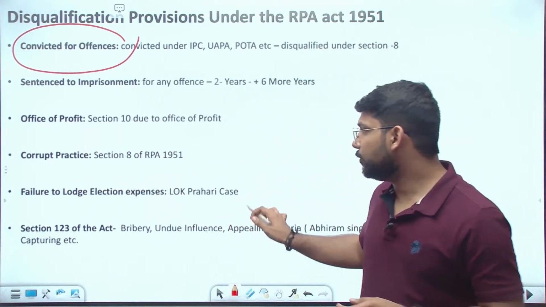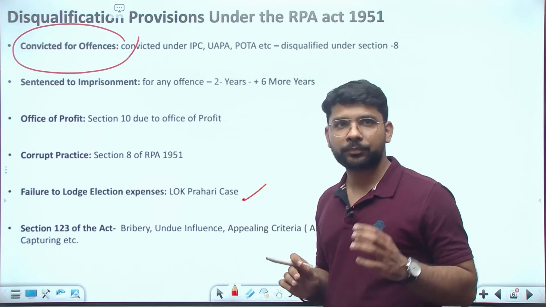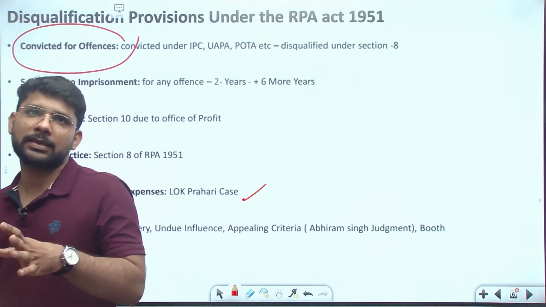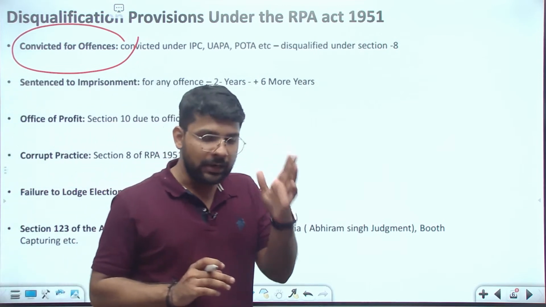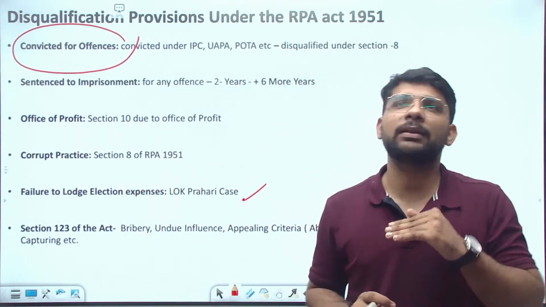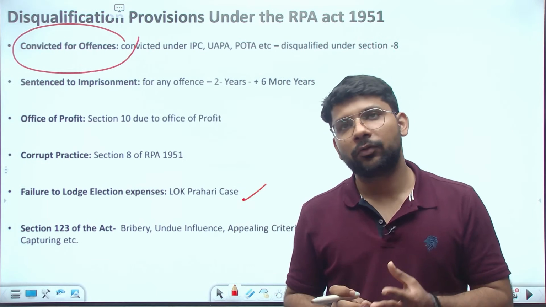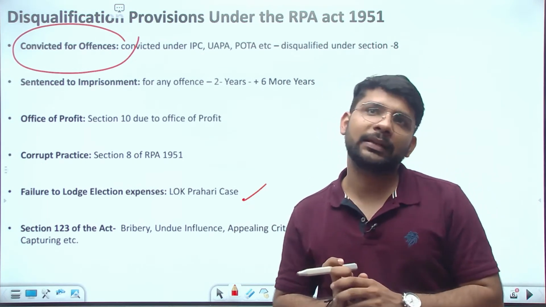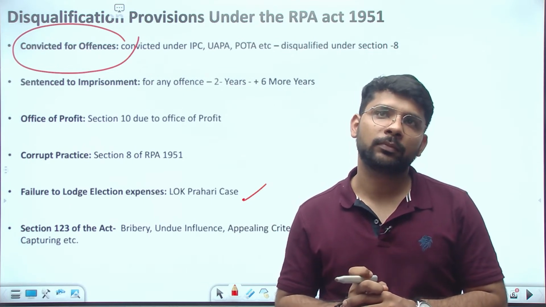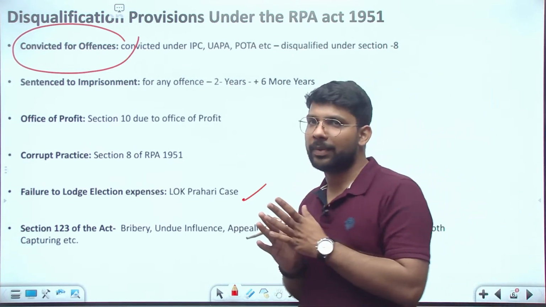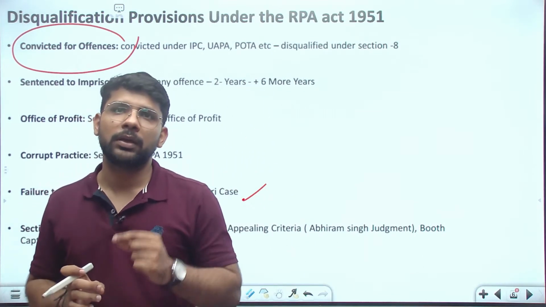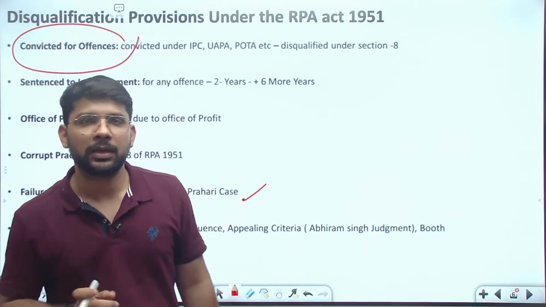Then failure to lodge election expenses. There is a certain limit given for election expenses. If any person is not able to give the details of his election expenses during the Lok Sabha or Legislative Assembly election, then the person will be disqualified by the Election Commission of India because he is not able to give the details of the expenses. Take an example.